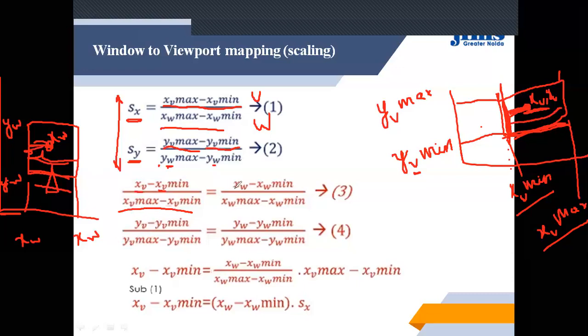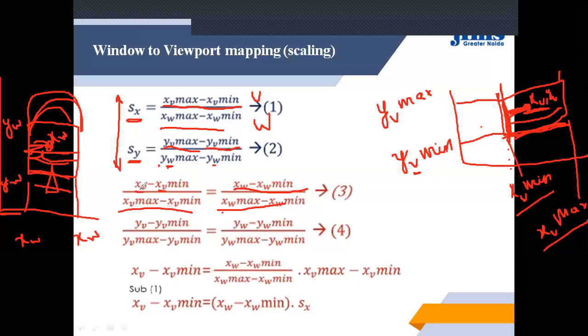So this is xw minus xw min, divided by xw max minus xw min. Here xw min means the distance from these two, the distance from x min to x max. So this is xw max minus xw min. The same will happen on the y-axis also.